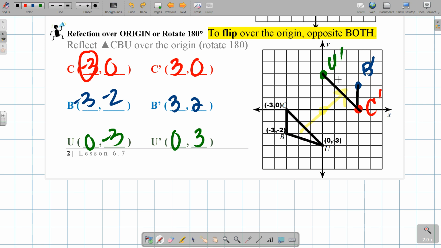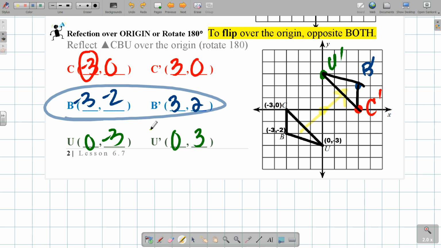Close it up. Now the easiest way to test to see if you got that right is choose any set of points. I'm going to choose the B points. Just darken them. And now just physically connect them with a straight line. You should notice when you do that that you have gone directly through the origin. That's how you know you flipped over the origin.